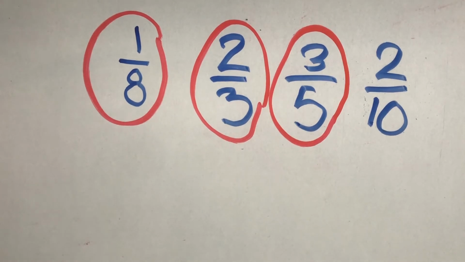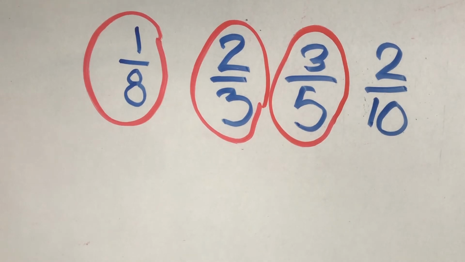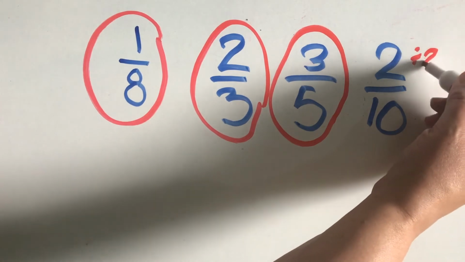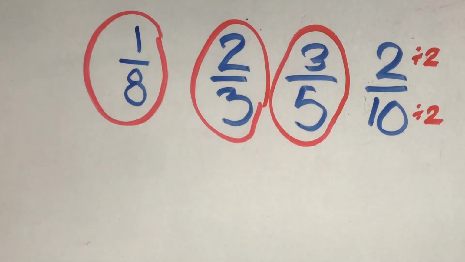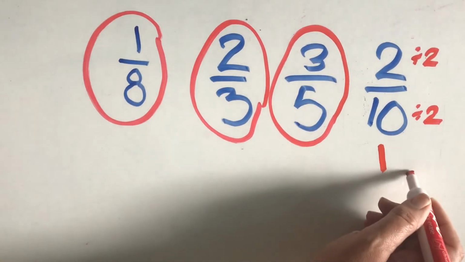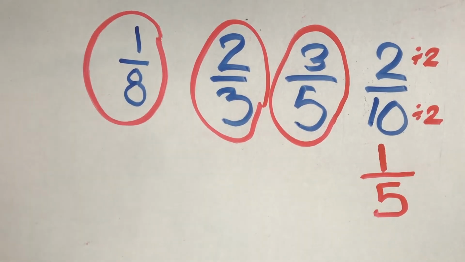For 2/10, we don't have a unit fraction. We don't have a fraction where the numerator is only 1 away from the denominator. And I notice that both the 2 and the 10 are even numbers that are divisible by 2. So to simplify this fraction and find an equivalent fraction using a smaller numerator and denominator, I could divide both the 2 and the 10 by 2. I know that 2 divided by 2 is 1, and 10 divided by 2 is 5. So the fraction 2/10 written in simplest form would be 1/5.